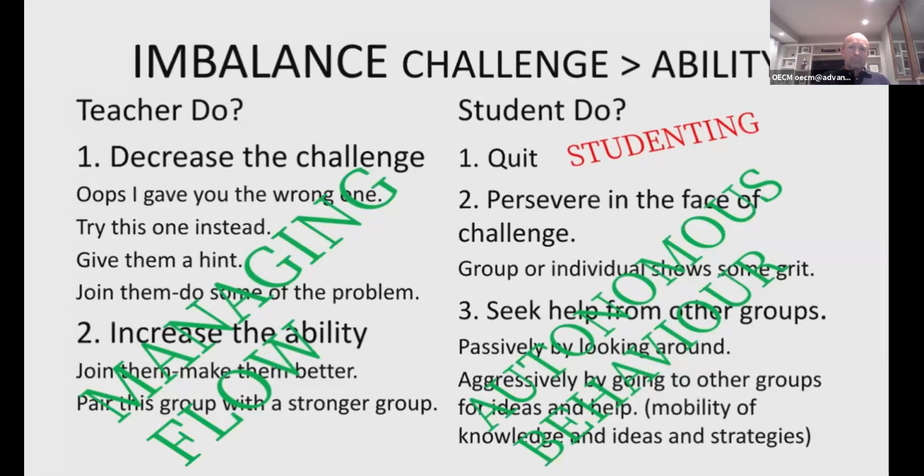Any comments about how I've kind of organized that? Obviously there's other strategies that you can do, but you can fit them into what I think are these three categories, right? The teacher is either managing flow, or the students are showing autonomous behavior, or the students are what Peter calls studenting. Any comments or questions about that?